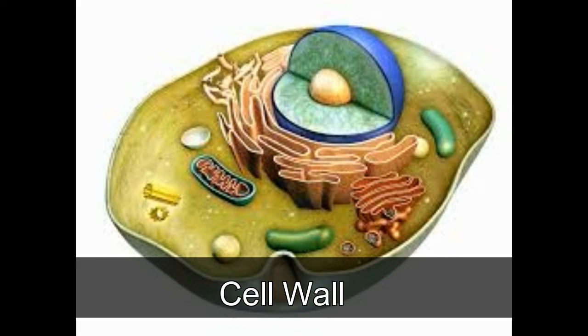Plant cells have an extra protective organelle called the cell wall. Plants don't have a skeletal system, so the cell wall gives the plants their shape.